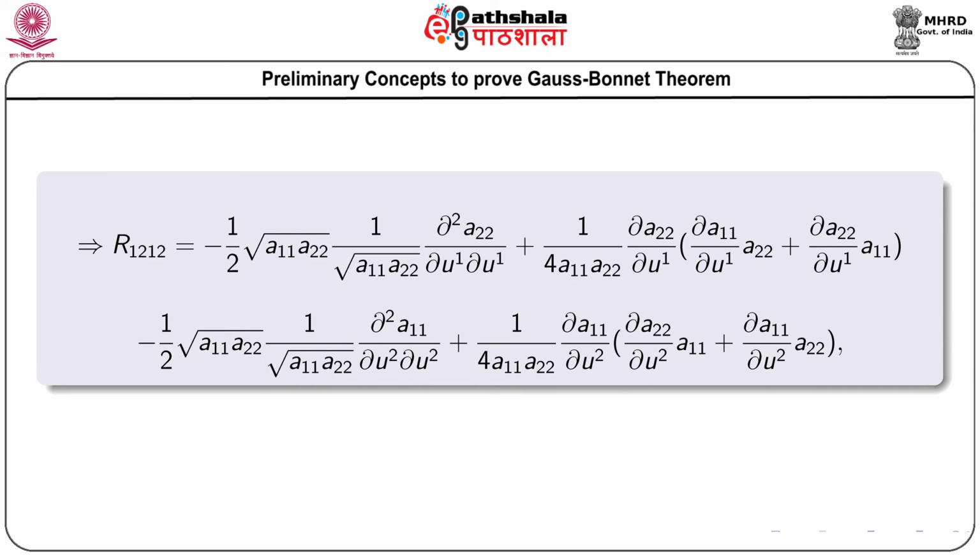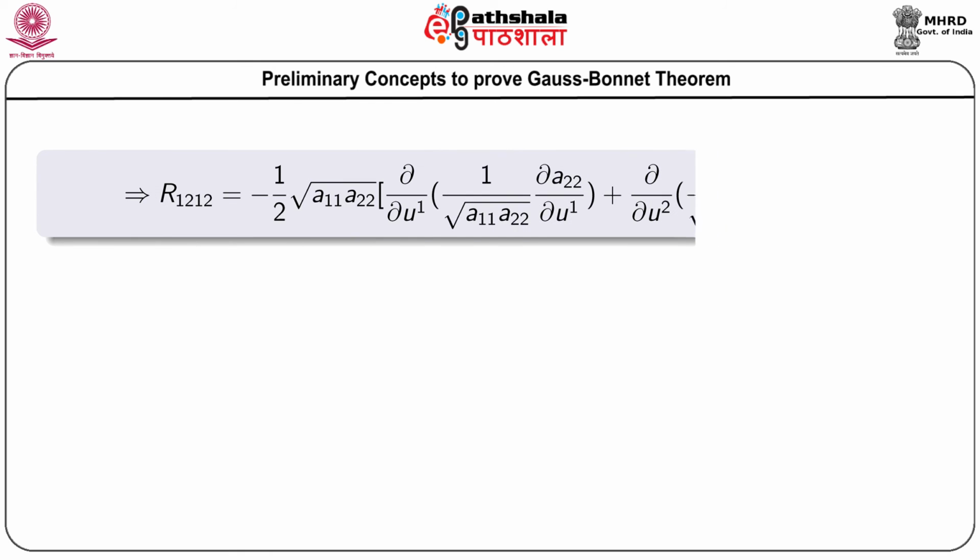I am not telling all these terms individually. So, we can understand that after simplifying this, we get R1212, and again simplifying, we get a very rigorous expression, that is R1212 equals minus half root A11 A22. Within the third bracket, it is del del U1, and within the first bracket 1 by root A11 A22 del A22 by del U1 plus del del U2 within the first bracket 1 by root A11 A22 del A11 del U2, and the bracket closed.